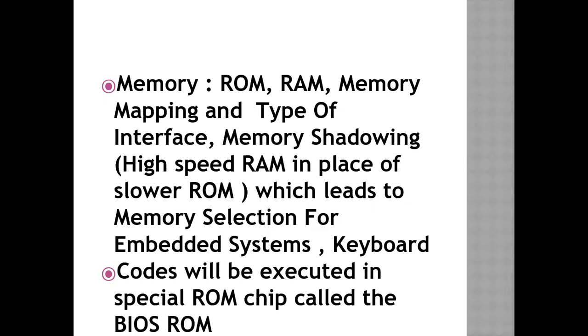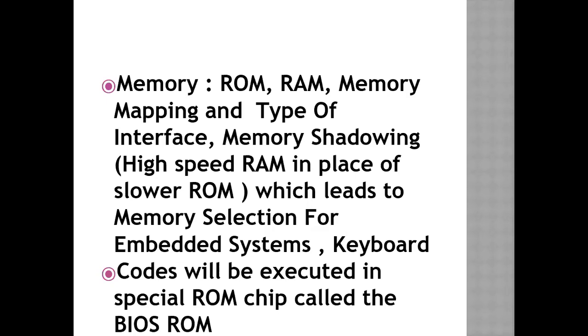Memory shadowing, which I said is replacing the ROM by a high-speed RAM, is called memory shadowing. That leads to a memory selection for an embedded system. As you know, ROM is read-only memory, and RAM can be read and written. So people prefer to have a RAM instead of a ROM, and EEPROMs, electrically erasable programmable ROMs, have also come into the market, which leads to a memory selection for every system. Next, we have a keyboard.